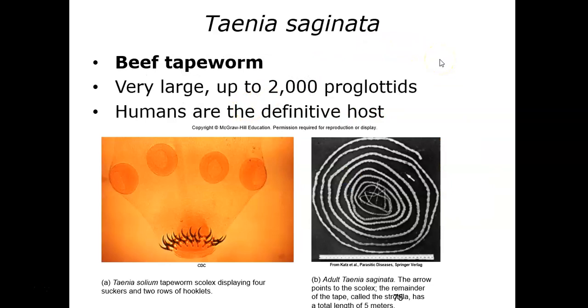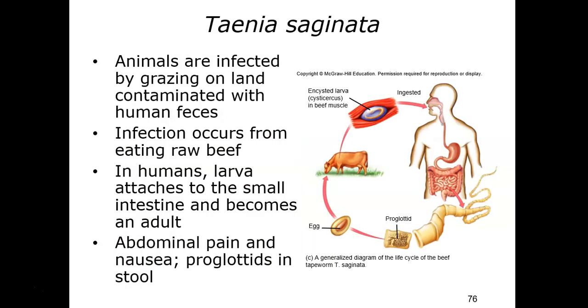So we're going to talk about Taenia saginata, which is known as the beef tapeworm. These have extremely long bodies, up to 2,000 proglottid segments, humans being the definitive host for the worm. Taenia saginata is acquired by animals as they graze on land contaminated with human fecal matter. The infection for us occurs from eating raw beef, and the larvae can attach to your small intestine and become an adult. Abdominal pain and nausea result, and you can actually find those proglottid body segments in the stool.